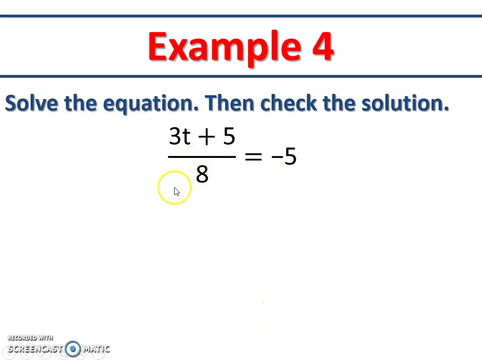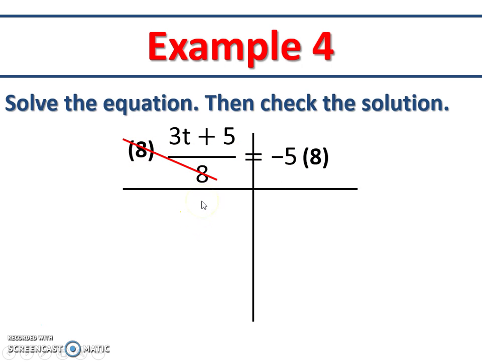Okay, so let's take a look at another one that's similar to that. I've got 3t plus 5 divided by 8 is equal to -5. All right, what does our first step need to be? Okay, we're going to clear out the fraction by multiplying both sides by 8, because again, that's the opposite or inverse of dividing by 8. So multiply by 8 on both sides. It'll cancel out here, leaving 3t plus 5 is now equal to negative 40.